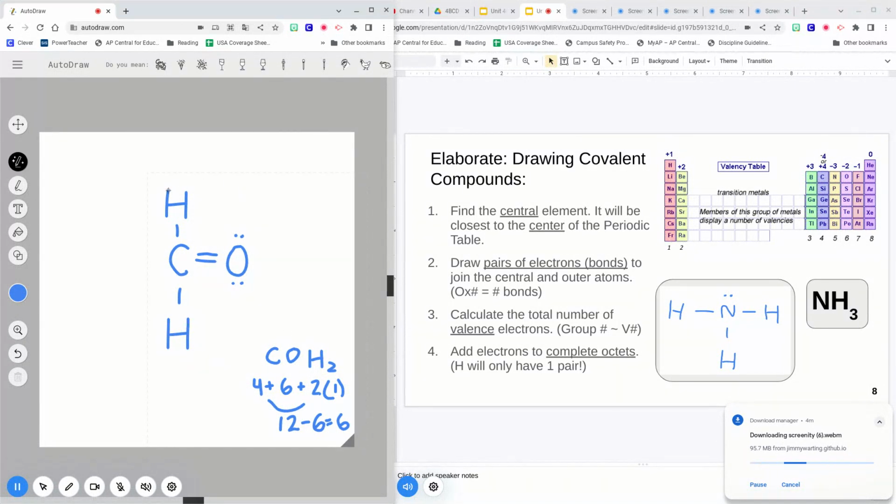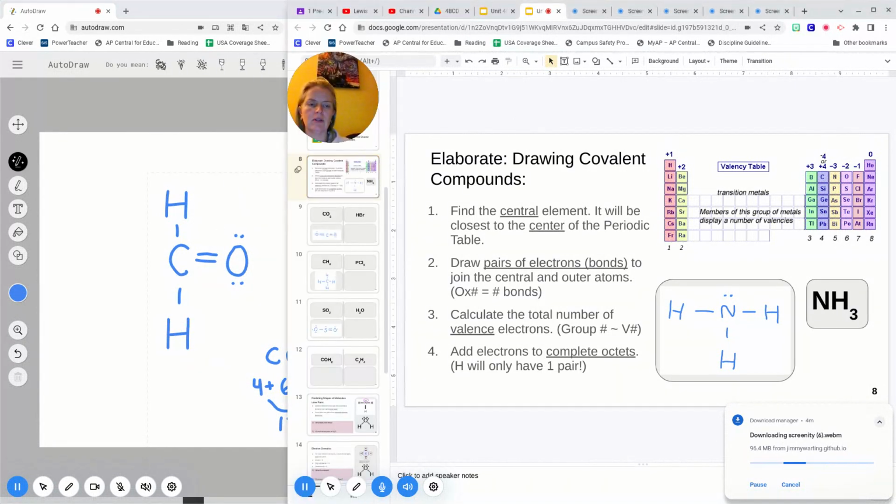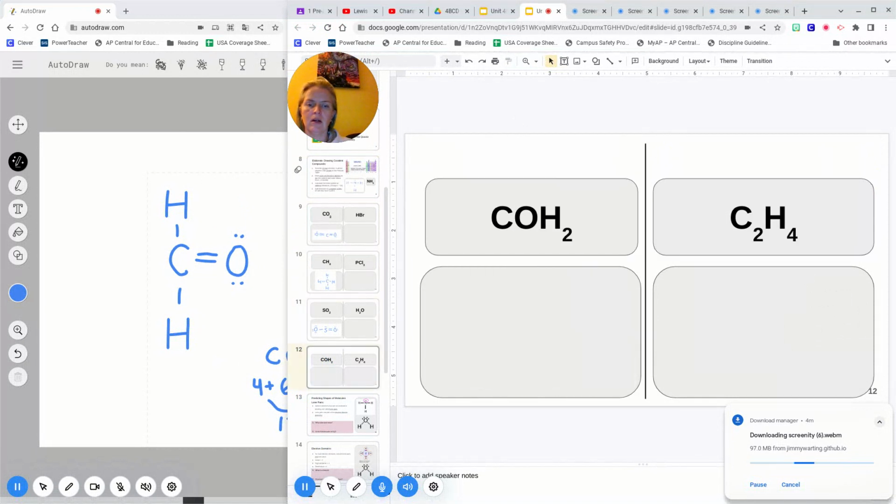So go ahead and take a screenshot and add it to the slide where you see carbon, oxygen, and hydrogen. This is actually formaldehyde, which is a molecule that they use to preserve dead animals. Fun fact. So go ahead and paste your picture there, and then try this last one, which is C2H4.